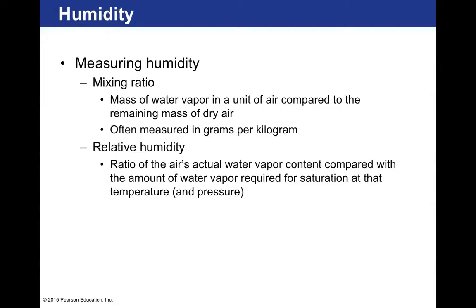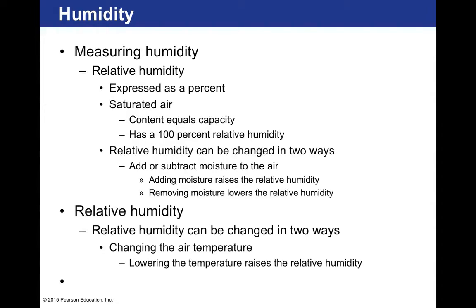So how do you measure humidity? First thing we need to know is the mixing ratio. This is the mass of water vapor in a unit of air compared to the remaining mass of dry air, and this is often measured in grams per kilogram. We also have relative humidity, which is ratio of the air's actual water vapor content compared to the amount of water vapor required for saturation at that temperature and pressure. So how do you measure relative humidity? So this relative humidity is typically expressed as a percent. In saturated air, this means content equals capacity, so it has a 100% relative humidity.